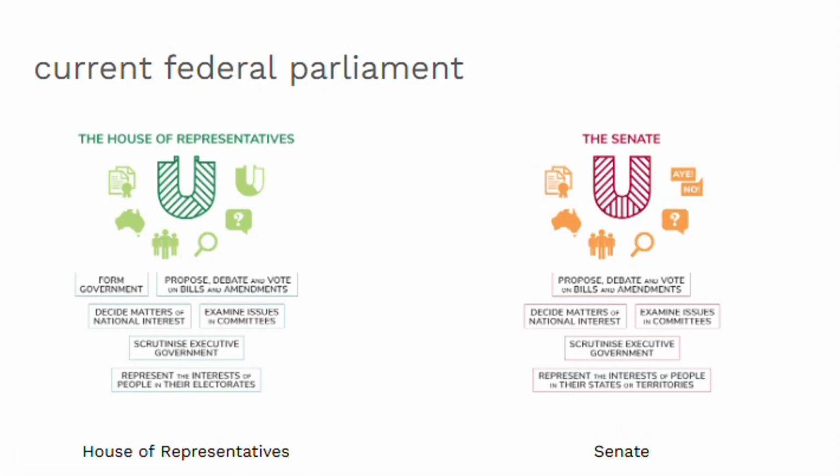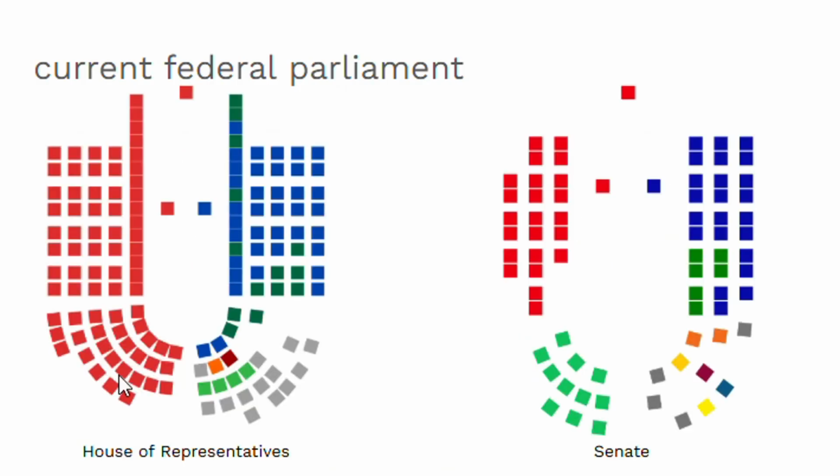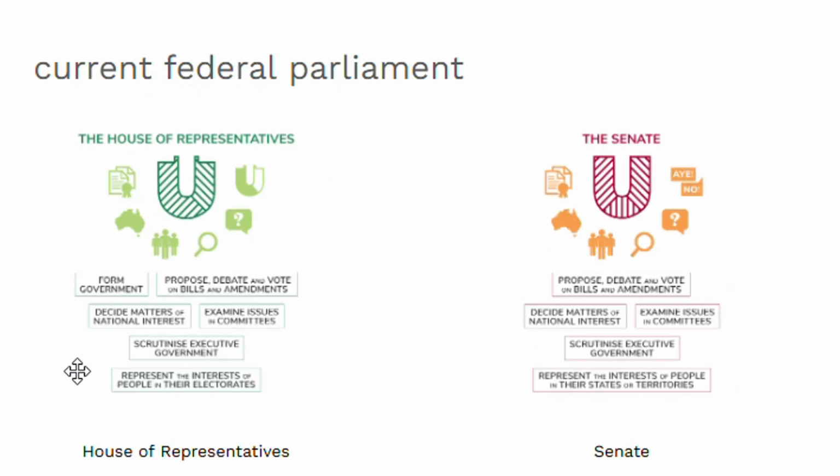The difference between the two is that the House of Representatives is responsible for forming government. So, looking back at here, you need a majority of local representatives to form government in the House of Representatives. You can see that both the House and the Senate are responsible for proposing, debating, and voting on bills and amendments, and they decide matters.